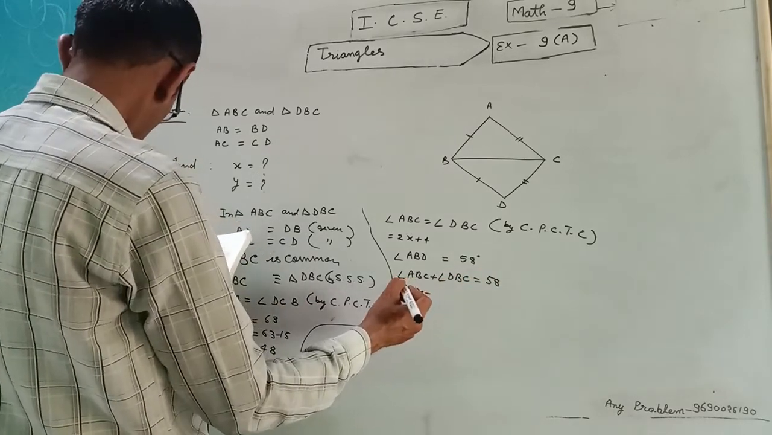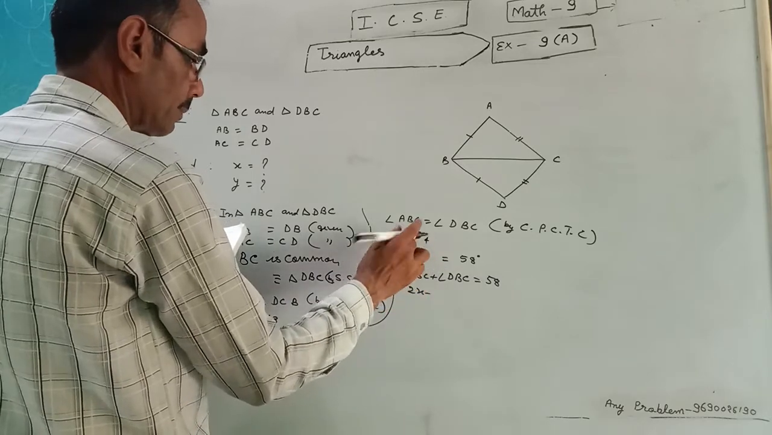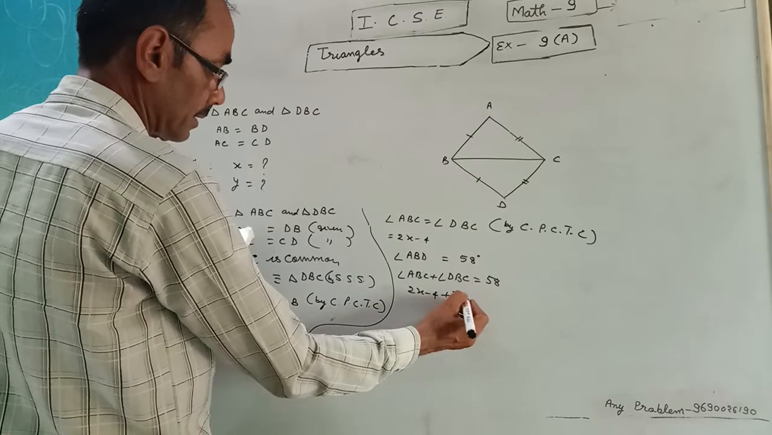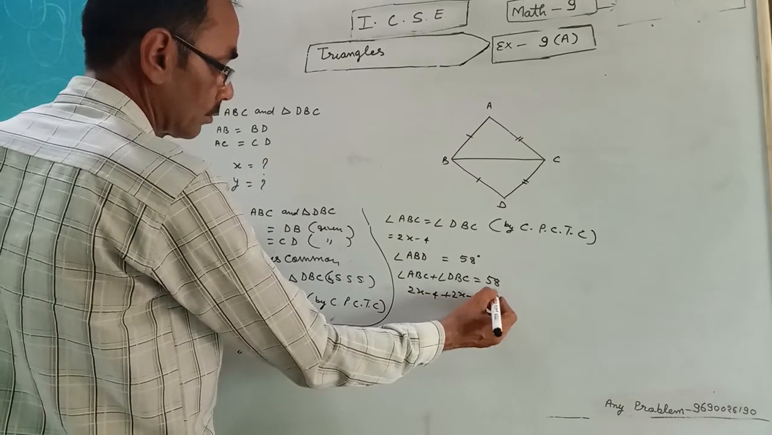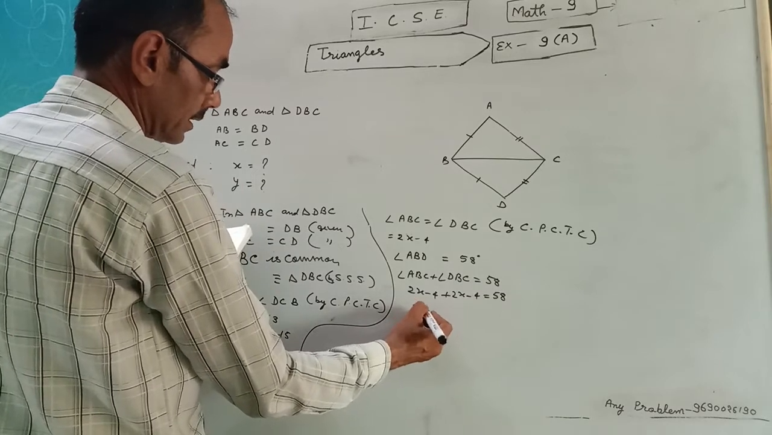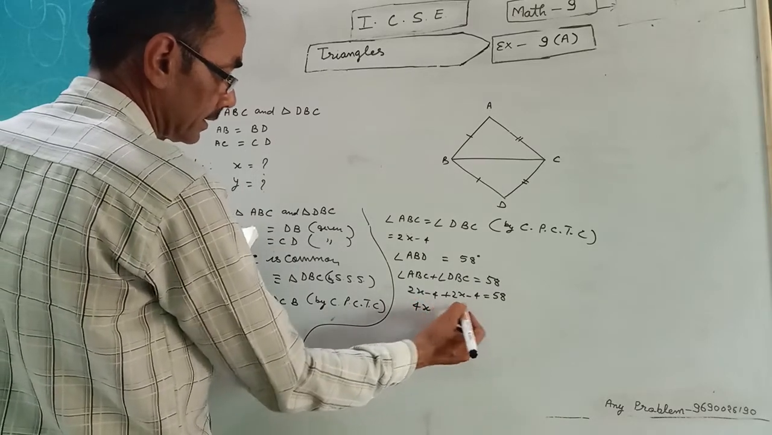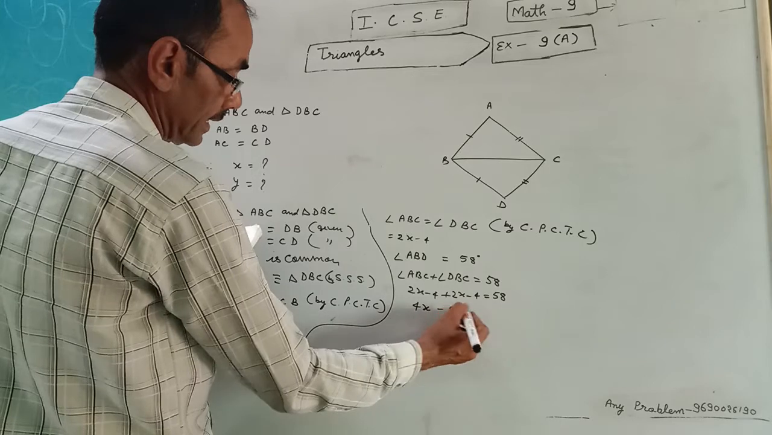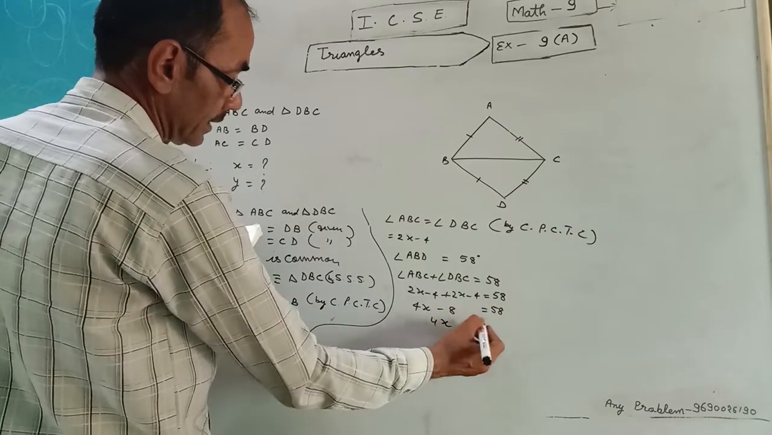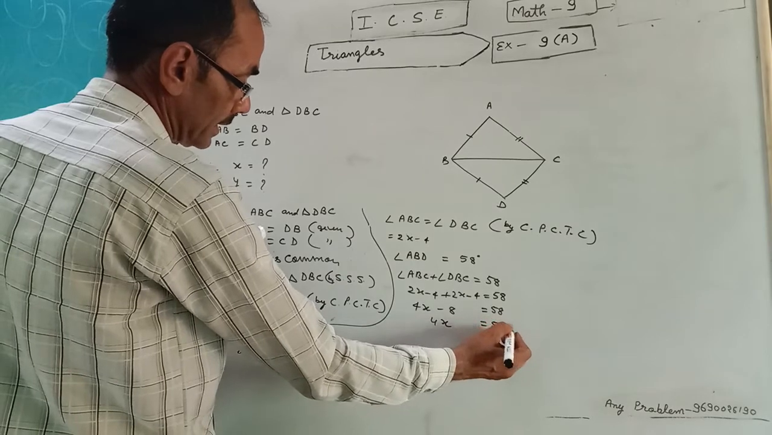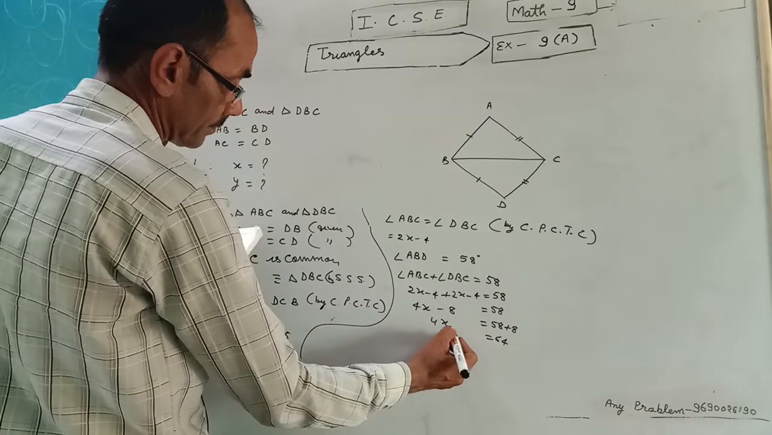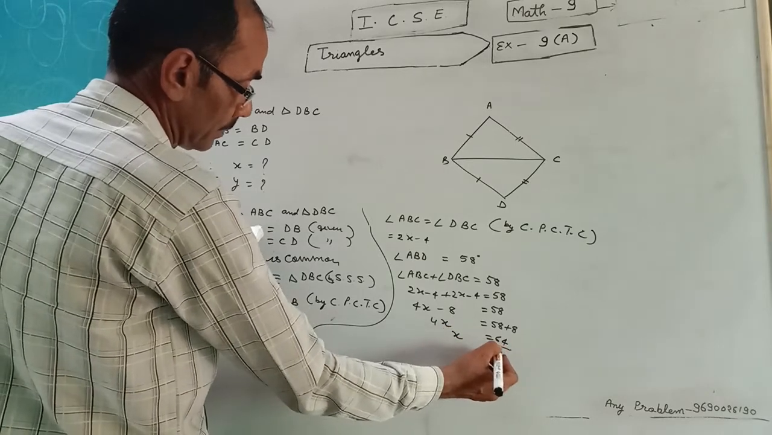2x minus 4 plus 2x minus 4 is equal to 58. Then 4x minus 8 is equal to 58. 4x is equal to 58 plus 8 is equal to 64. x will be 64 upon 4.